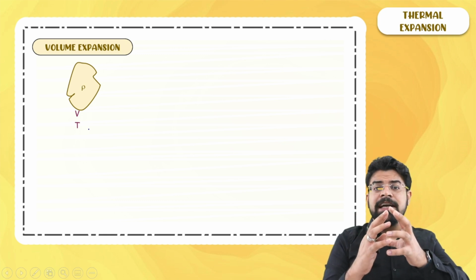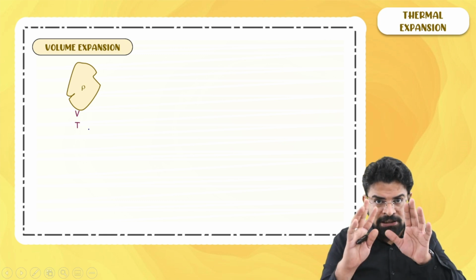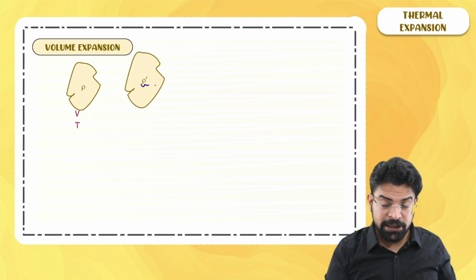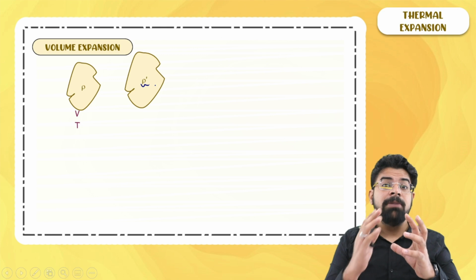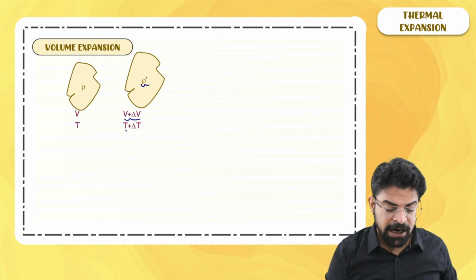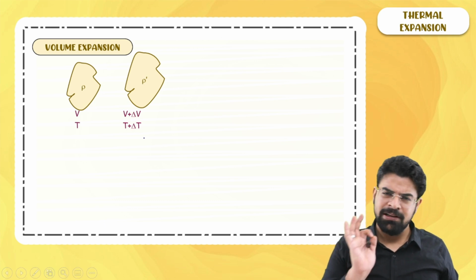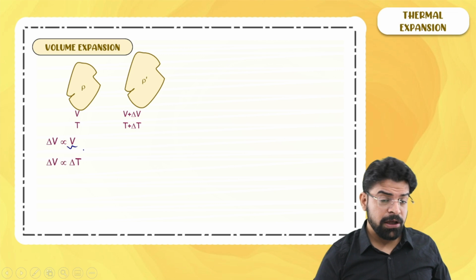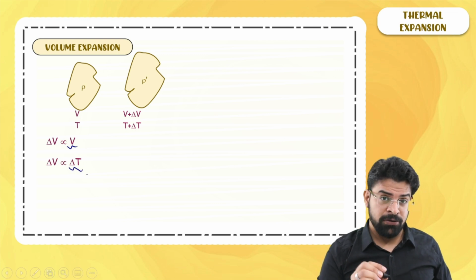As the object expands, its volume increases and hence the density will decrease. Let's say after heating, the density is rho dash and the volume has increased by an amount delta V. So the final volume comes out to be V plus delta V at a temperature T plus delta T. The same old. The change in volume has to be directly proportional to original volume. The change in volume has to be directly proportional to change in temperature.